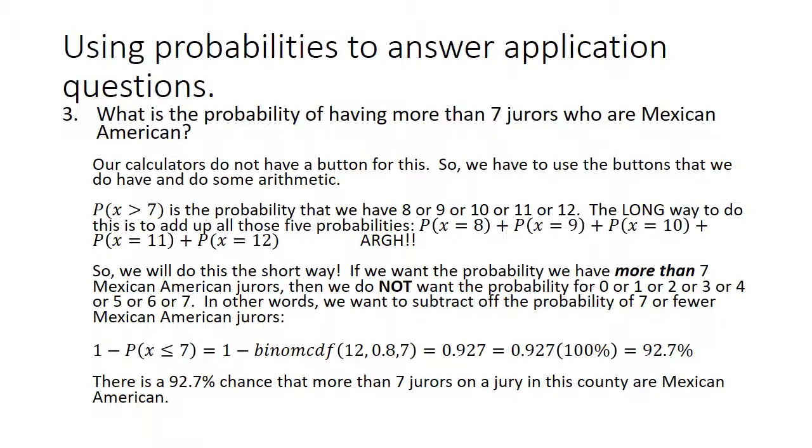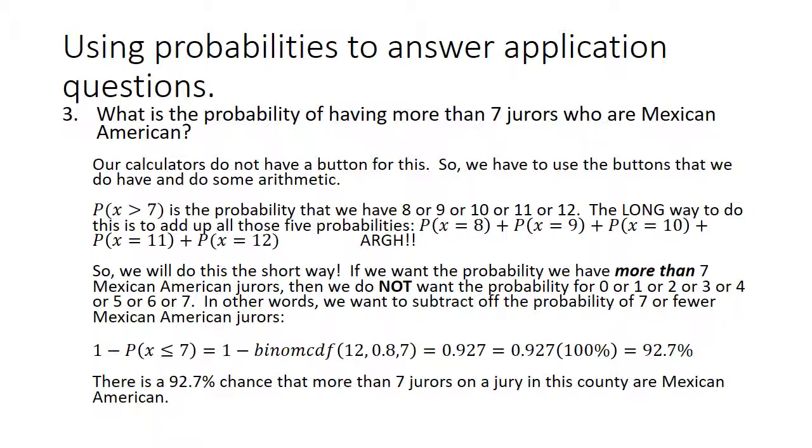Now here we have a question. What is the probability of having more than 7 jurors who are Mexican American? Our calculators do not have a button for this. Our calculators will give you the probability of having exactly X successes, so we can find the probability of having exactly 7, or we can find the probability of having 7 or less. Those are the 2 buttons on our calculator.